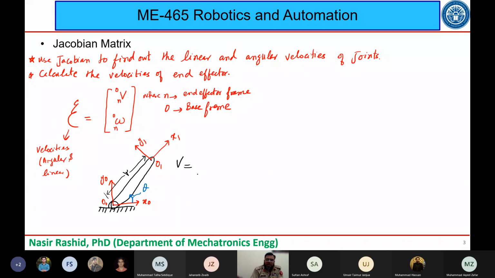Does anyone remember something, if I want to take the linear velocity of this point O1? So what equation will I have for the linear velocity of point O1? Am I audible?